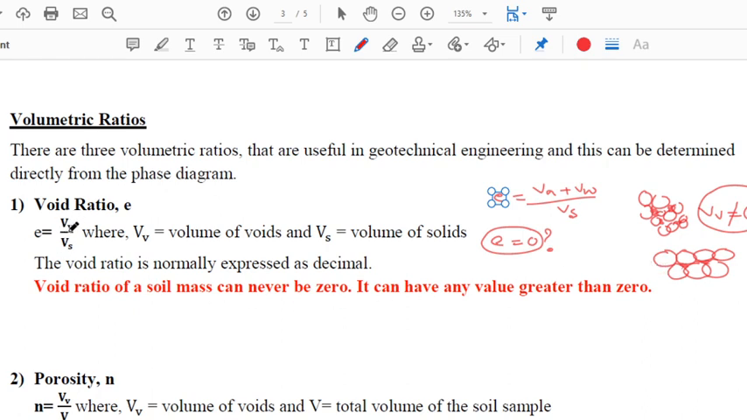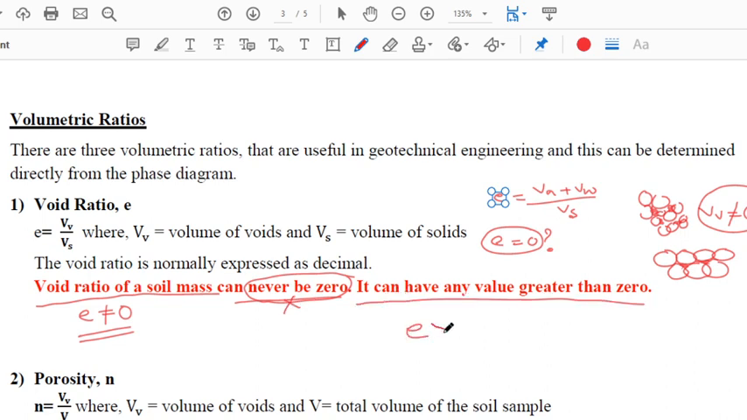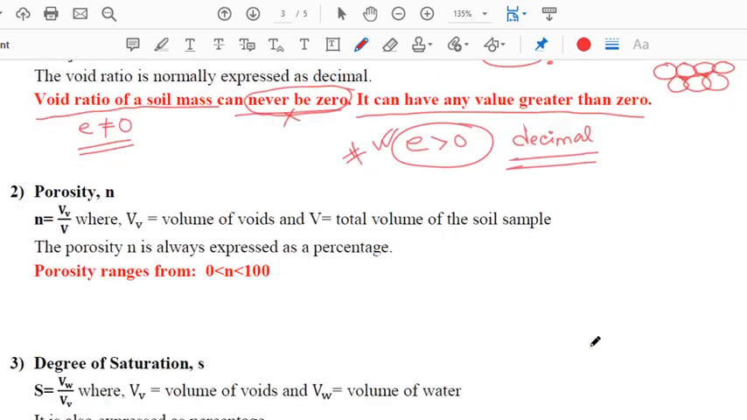Since volume of voids can never be equal to 0, we can write e can never be equal to 0. So here it is written, void ratio of a soil mass can never be 0. It can have any values greater than 0. So e has to be somehow like this. This is the condition that will be followed. And remember, e is always represented in decimal. Fine. Next, move on to the porosity.